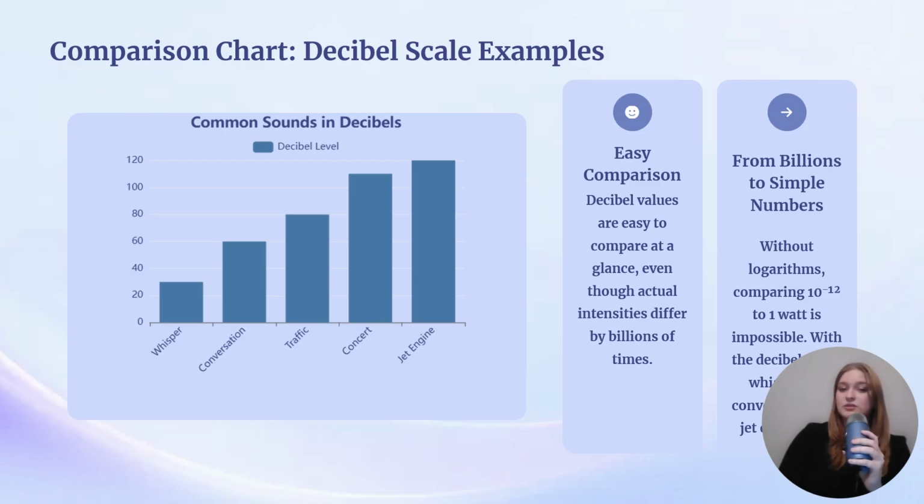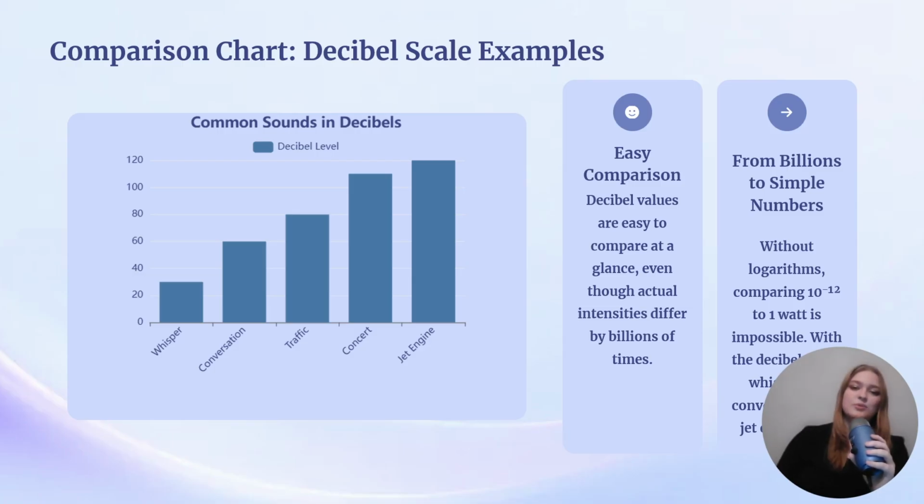A whisper is about 30 decibels, a normal conversation at about 60, traffic noise closer to 80, a concert can reach about 110, and a jet engine tops out at about 120. Notice how these decibel values are easy to compare, even though the actual intensities that we went over earlier differ by billions. And that's the beauty of a logarithmic scale.